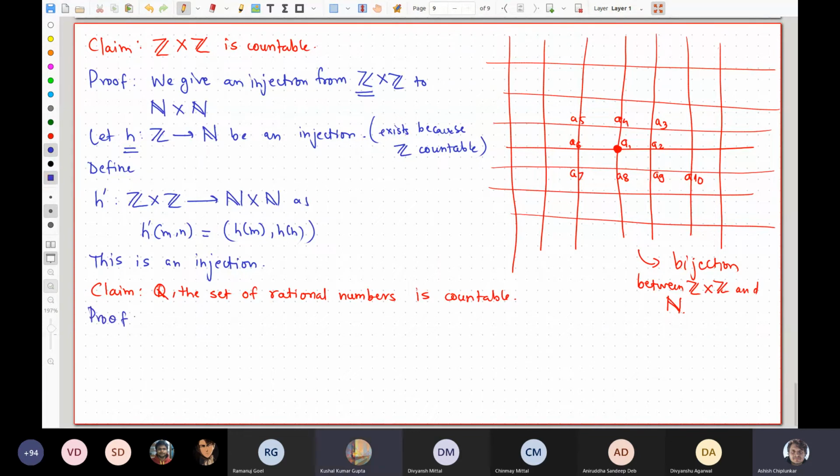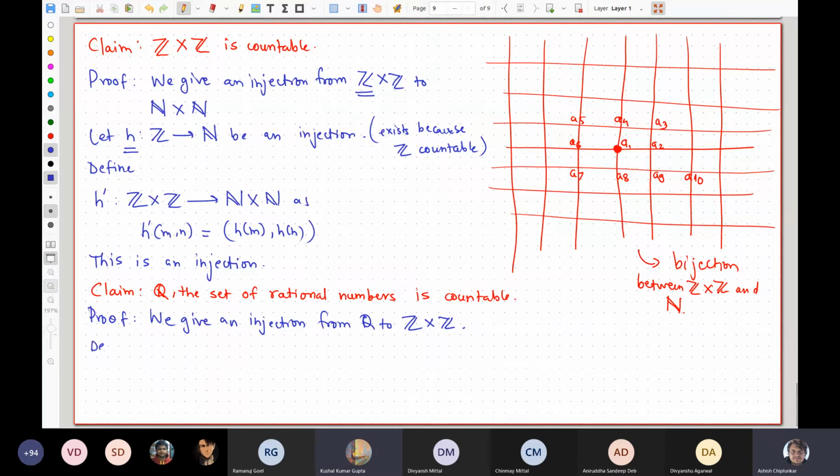Sir, we can write any rational number in P by Q form. First of all, P and Q are... Hold on. First give the plan. So we give an injection from Q to what? I think we can use the fact that Z cross Z is countable directly. Good. Z cross Z is known to be countable, so you give an injection from Q to Z cross Z. So what is the injection?